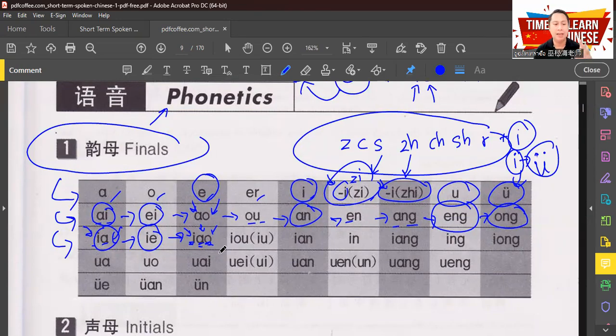Mix for three: E, R, and O. Like this. Okay. For the next one, I, O, and U. I, O, and U. And we will change to the short form like I and U.